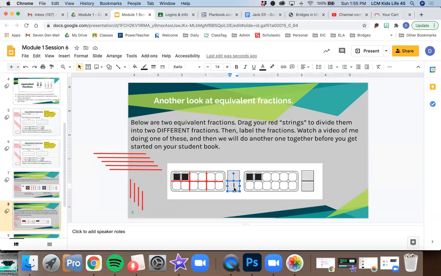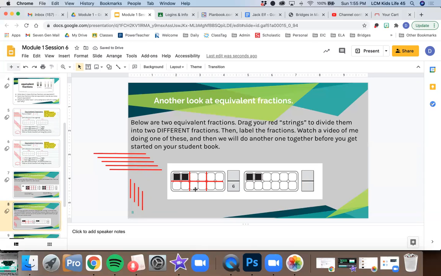1, 2, 3, 4, 5, 6. So I now know that my fraction is in sixths because again, I have counted and that's how many sections I have. Okay, so it's in sixths, okay? How many sixths are filled?